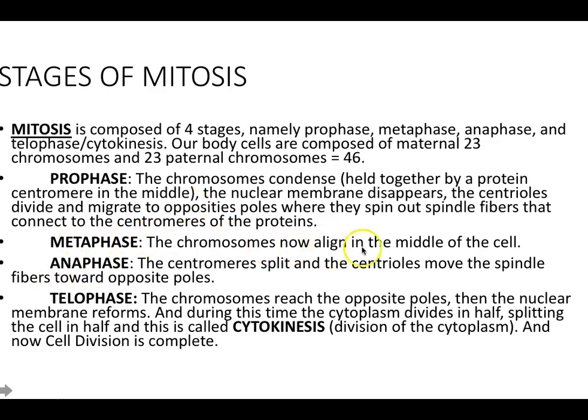Metaphase, the chromosomes line up in the middle of the cell. Anaphase, the centromere splits. So the spindle fibers are going to start to pull those chromosomes to opposite poles. And then in telophase, they finally arrive at opposite poles. And the chromosomes, once they've arrived, the nuclear membrane reforms.